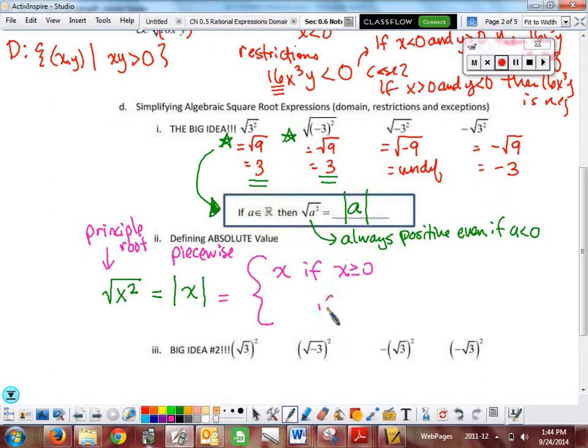But if x is less than 0, what do I have to do to the number to make it positive? What would be a way to make it positive? What operation could I do? Multiply by -1. So I could take the opposite of what x was, the opposite of a negative number, and that would turn into a positive number. Okay? So we'll stop there.